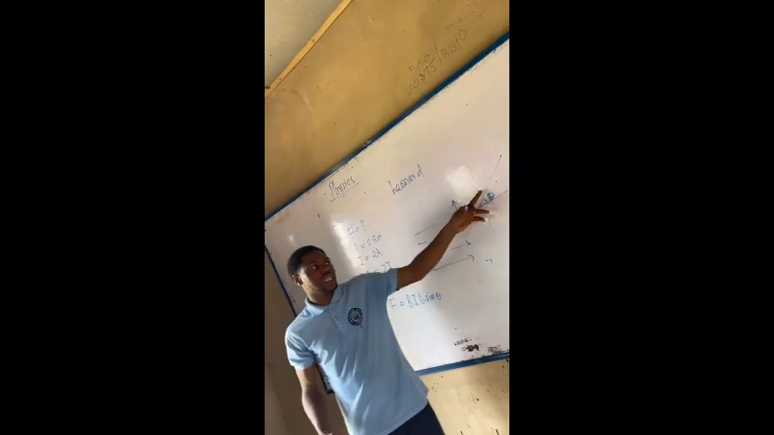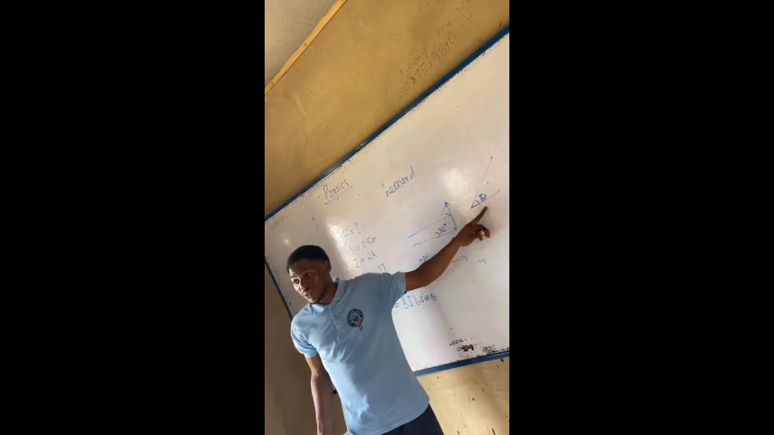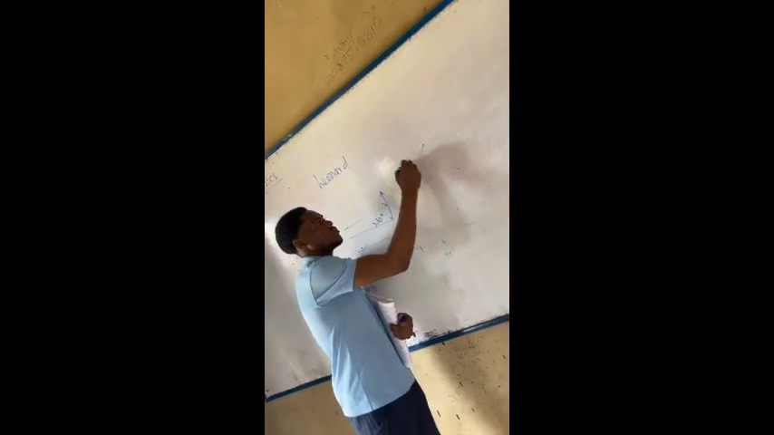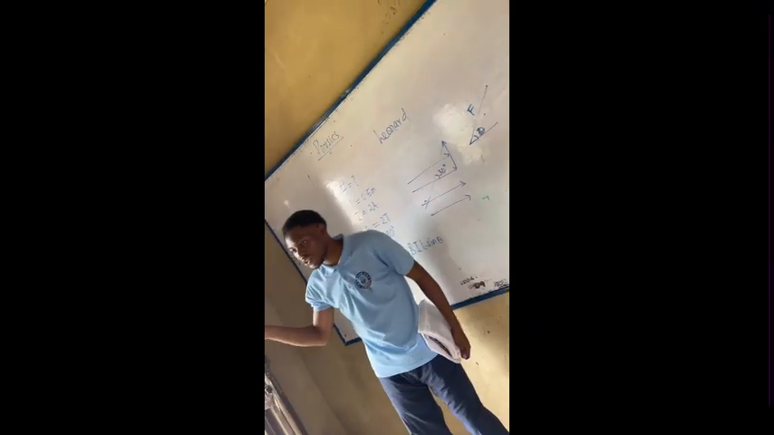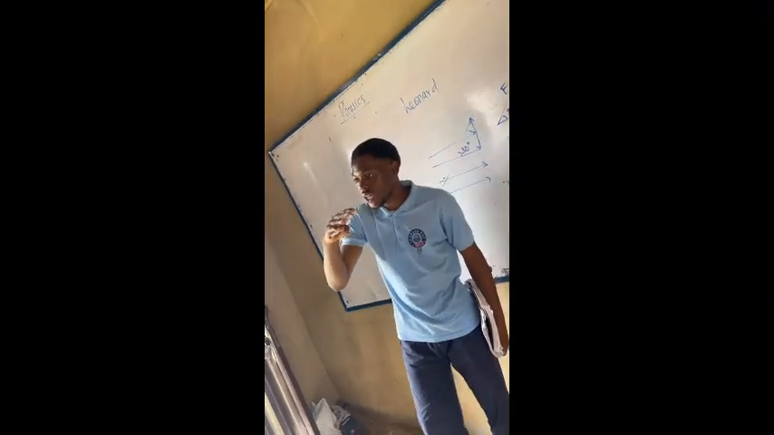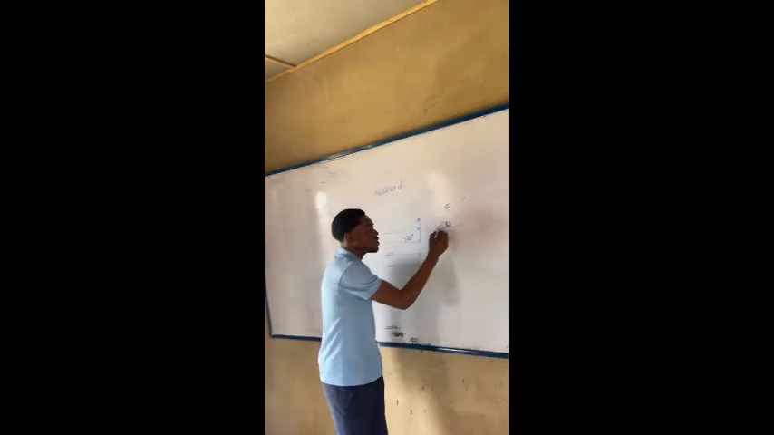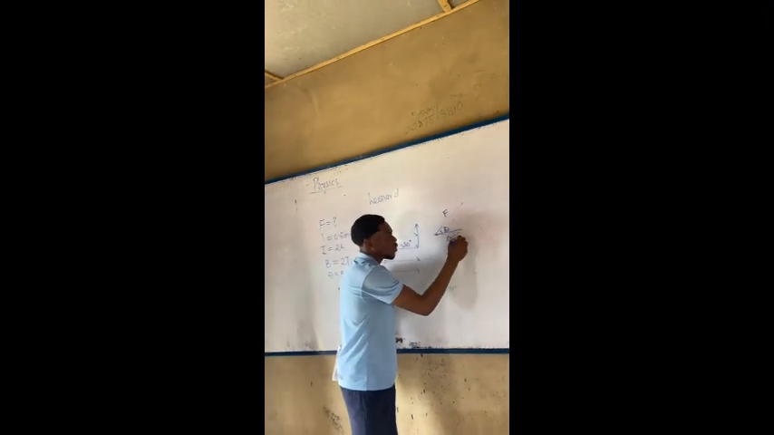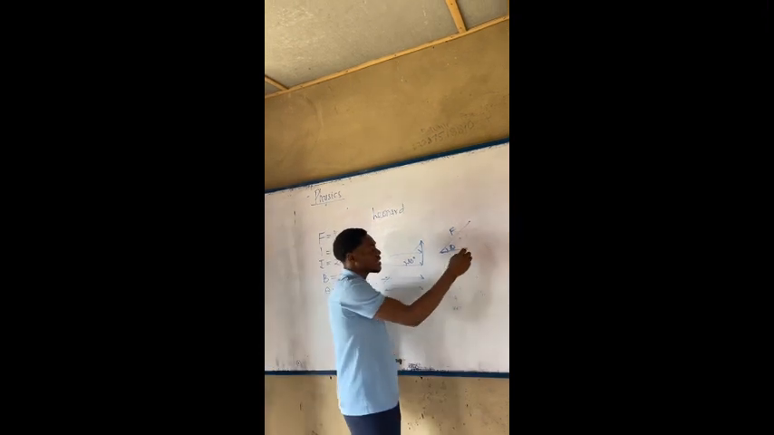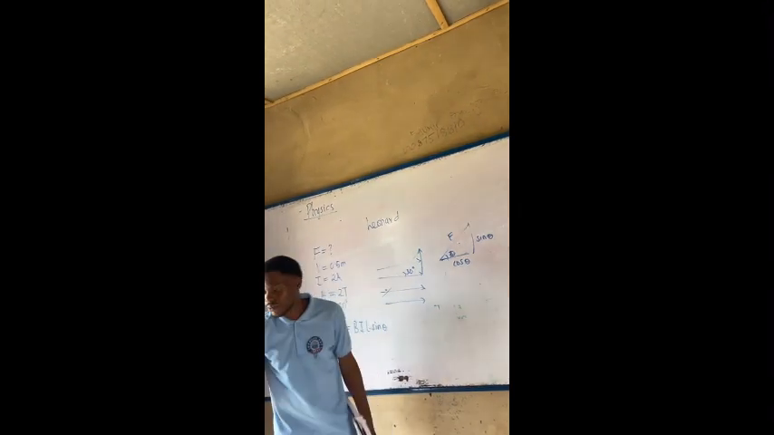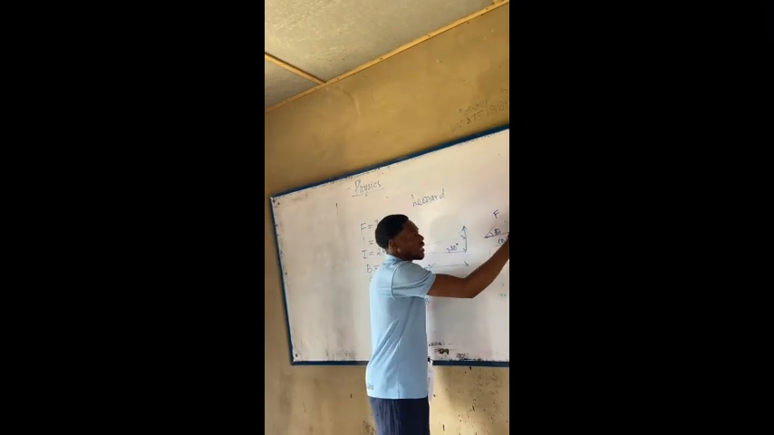If you have a force that is inclined to the horizontal at a particular angle theta, this force here can be resolved into two directions, the horizontal direction and the vertical direction. And most of the time the horizontal direction is always associated with cos theta, and the vertical direction is always associated with sin theta.